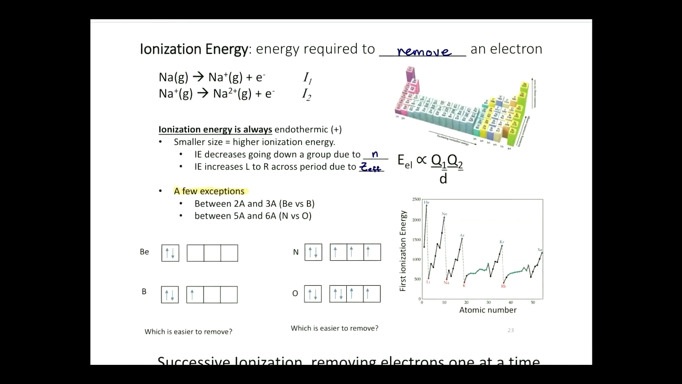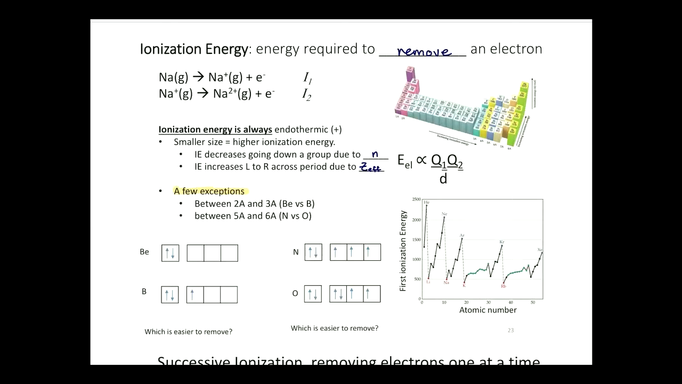So let's go on to the next trend here, which is ionization energy. This is the energy to remove an electron. So we're forming cations here, all right? When we remove electrons, we always remove valence electrons because they are the most easily removed. They are on the outside of the atom, so it's easier to just pluck them off. All right, but typically here, it always takes energy. It's always endothermic. It requires energy to remove these electrons from our atoms.